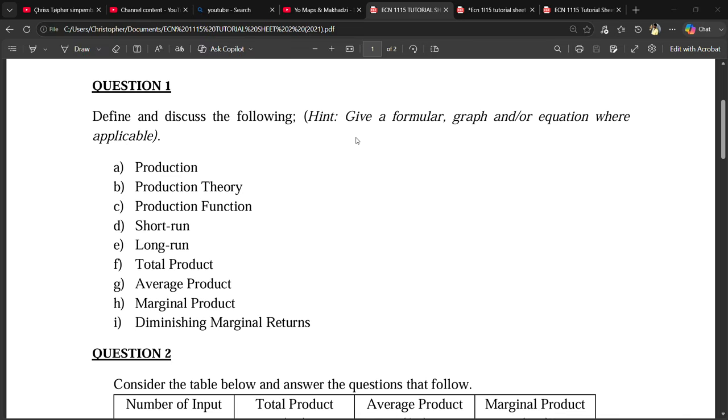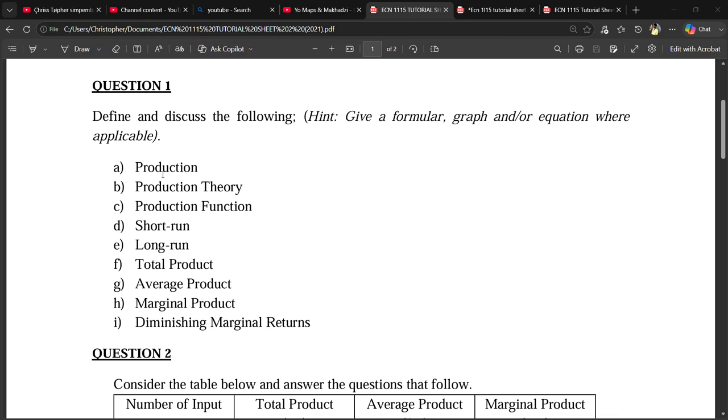It means that you can put any of these. If you've forgotten the formula for the thing that you want to define, you just put the graph. If you've forgotten how the graph is, you give an equation. If you can explain it or define it, just do that. Okay, so we start with the first one, A, which is production. So what comes in your head when you hear production?